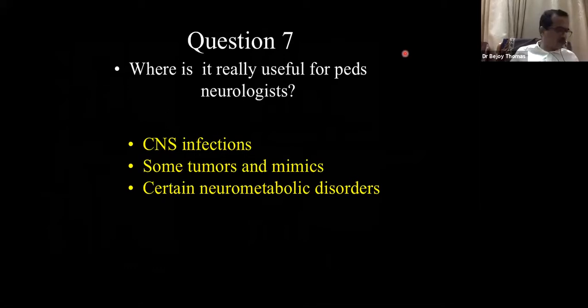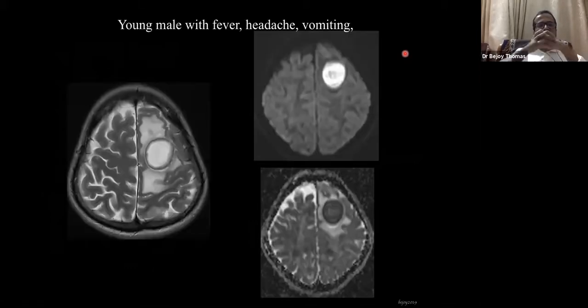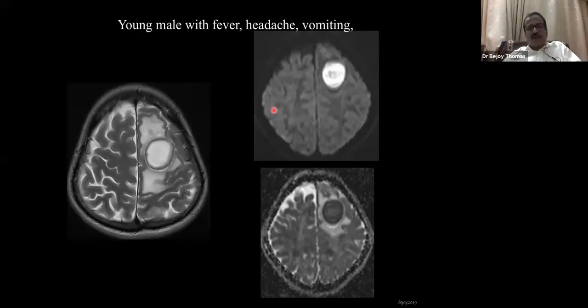So now the last question is where it is really useful. We said where it is not really useful; where it's really useful in pediatric neurology is in infections and some tumors and mimics, and also most definitely in neurometabolic disorders. So for example, this is a diffusion scan and the T2 scan. Everybody knows that this is most likely a pyogenic abscess. The patient comes with fever, headache, vomiting.